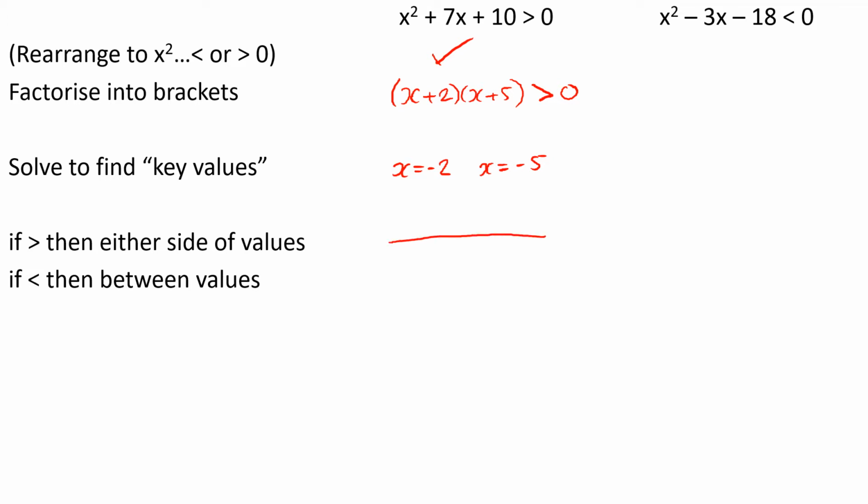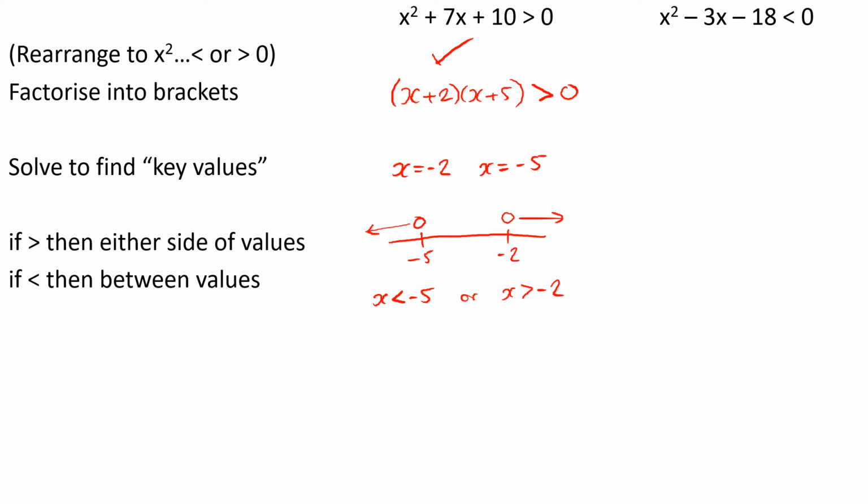So we're going to draw ourselves a little number line. The numbers that we've got here are -5 and -2, and we've got a greater than symbol, so we want to be either side. So we want these numbers over here and these numbers over here. We then just need to write that down in inequality terminology, which would be saying so x is less than -5 or x is greater than -2, and that's it. So that's that last extra step. So exactly the same as a quadratic equation, a little bit of inequalities at the end.